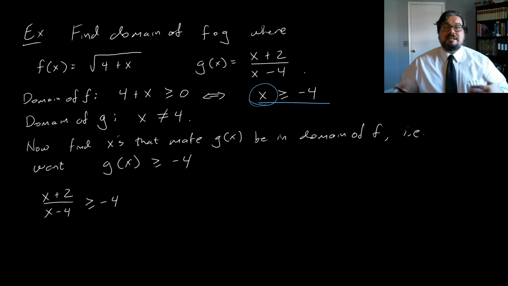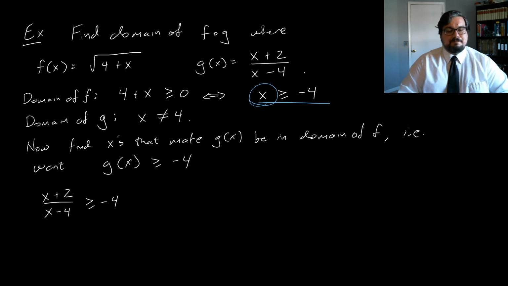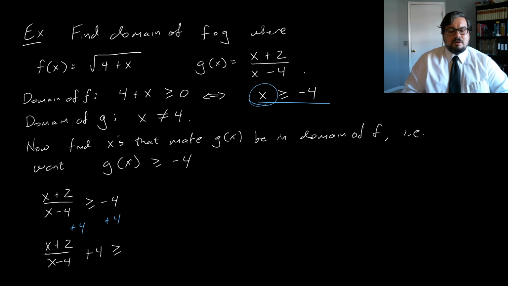Now here's where we need to go back and use some of our techniques for solving inequalities, and you might have to review a little bit of that. That's okay. Remember, for rational inequalities like this, we will typically want to get all of our numbers on one side and get just a 0 on the other side. So we get (x plus 2) over (x minus 4) plus 4 is greater than or equal to 0.